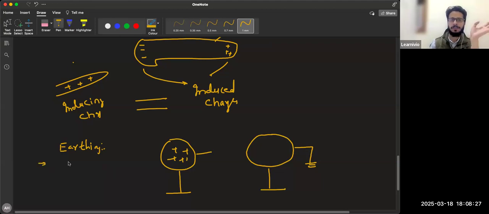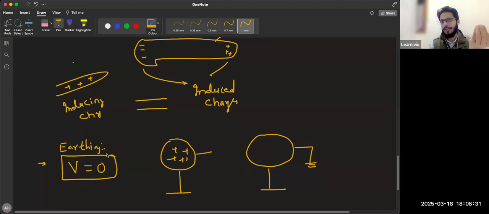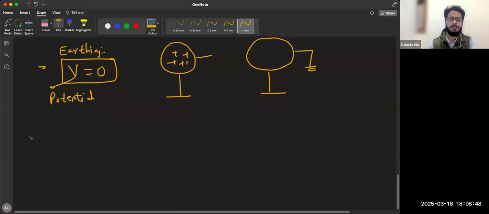So if a conductor is earthed, that means its potential will become zero. Charge may or may not be zero. In this case, potential is zero as well as charge is zero. But the thumb rule is, if a conductor is earthed, then its potential will become zero. Charge may or may not be zero after earthing.